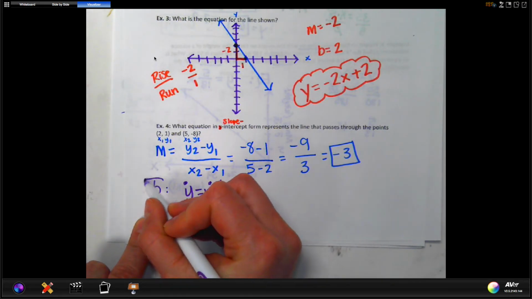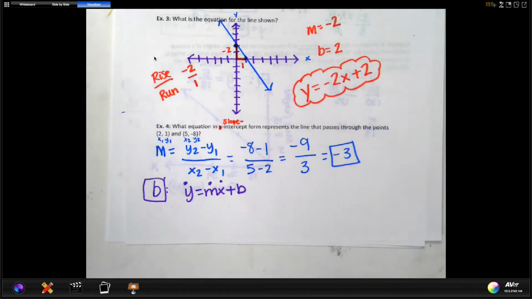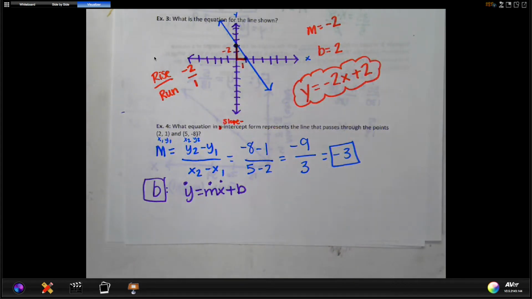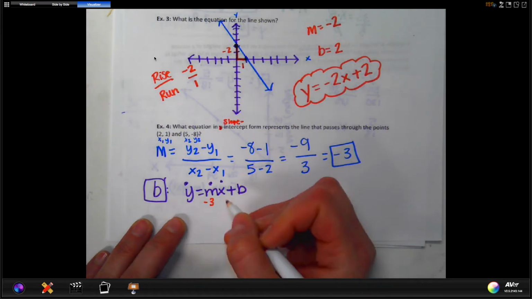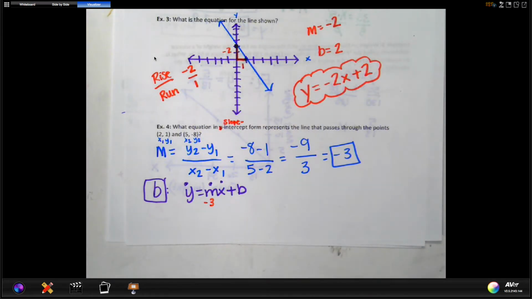This is how you know. B is the one we're gonna get the answer for in the end. So we need a number in for y, m, and x. Well, m is literally what we just solved for right here. M's going to be -3. Where do I get x and y from? Okay, do you remember? Cody, where does it come from?